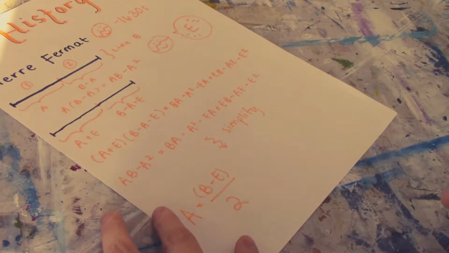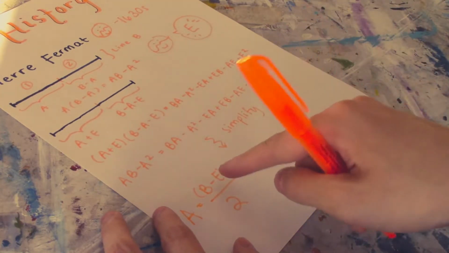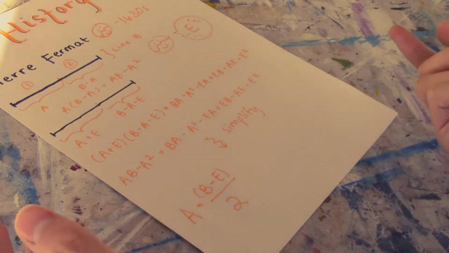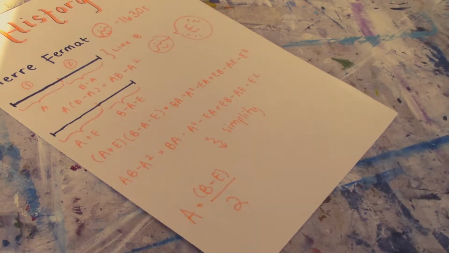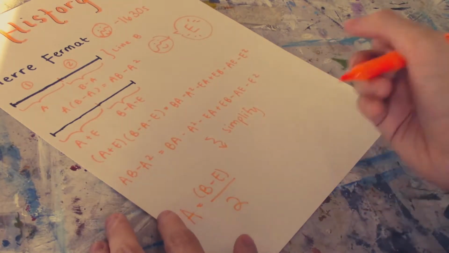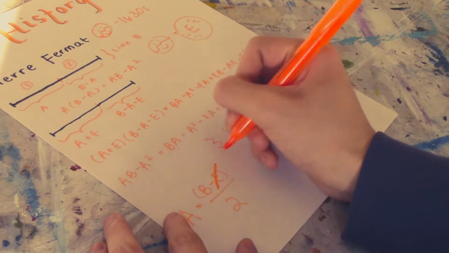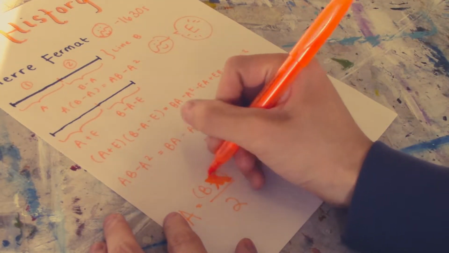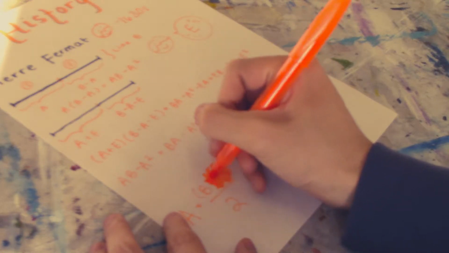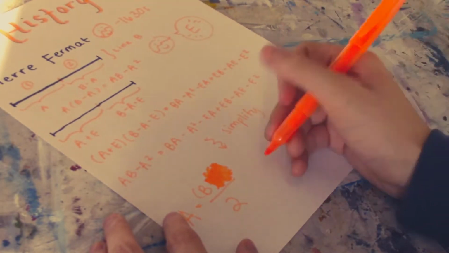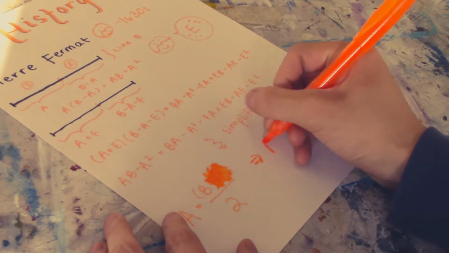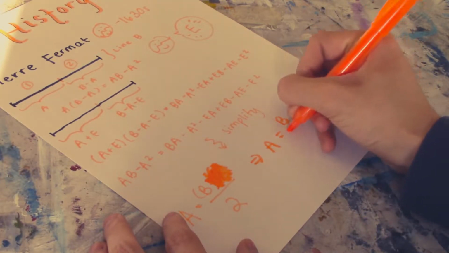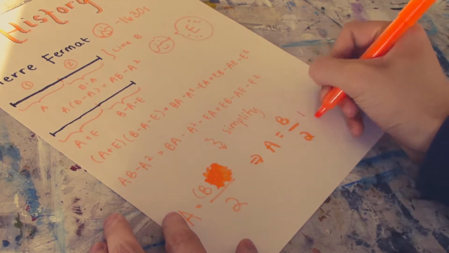But we have a problem. We have way too many variables, and this E is just random. I don't even know why we have this E, but Fermat knows. Fermat basically said, let's suppress E, just get rid of it. He's just disappeared. It's just gone. So as a result, we get A equals B over 2. And that's the correct answer.